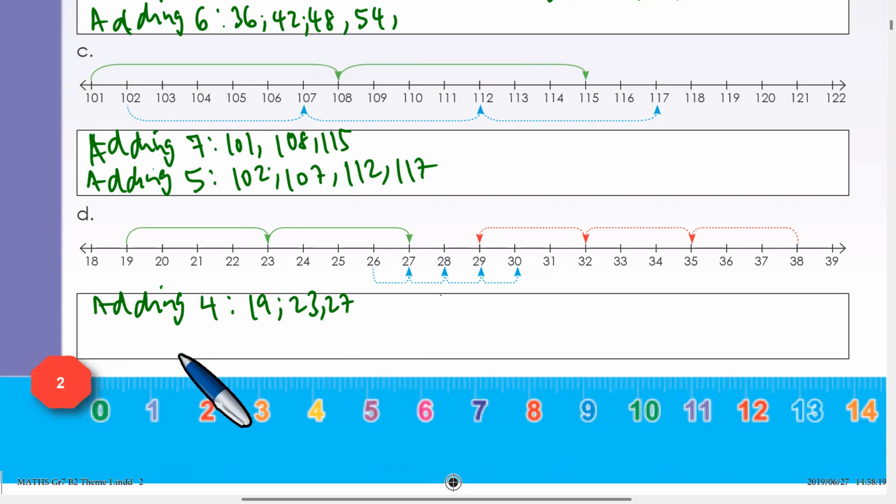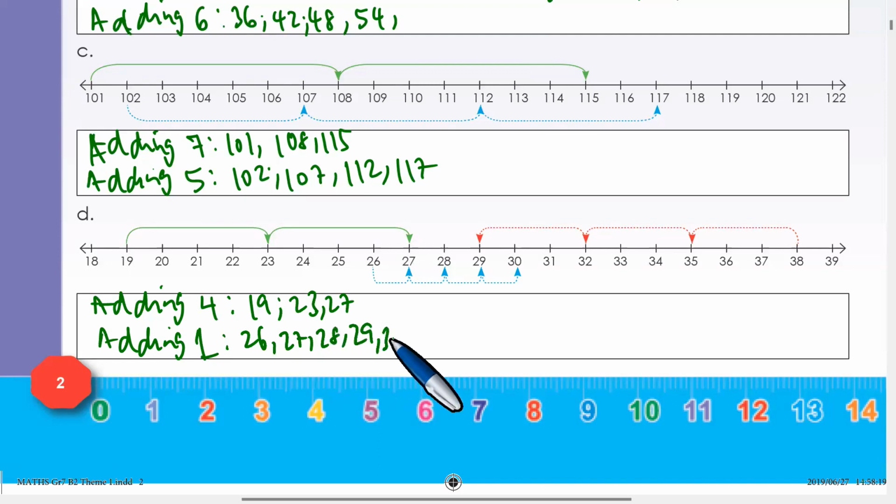Okay, now you look at the blue one. You're adding. What are we adding? The blue one. We're adding 1. Well done. So adding 1 means to start from 26, then 27, then 28, then 29, then what? Then 30. Then we are subtracting.